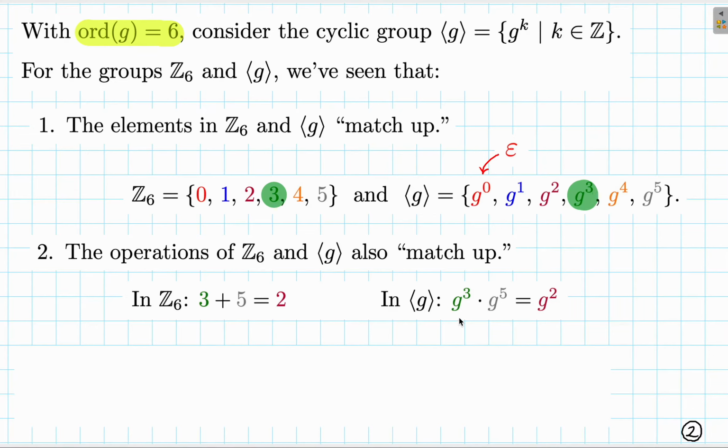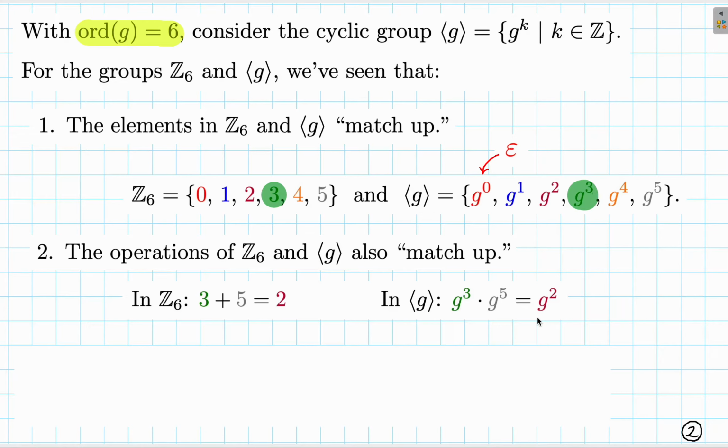In bracket G, we have G to the 3rd times G to the 5th, which is G to the 8th, but G to the 6th is the identity, so that reduces to G to the 2nd power. Once again, green times gray equals maroon. And so, informally, addition in Z6 feels like multiplication in bracket G. Even though we have 2 operations that are different, they feel very similar to each other.